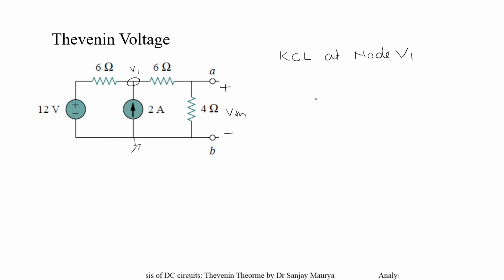V1. Outgoing current in 6 ohm is (V1 minus 12) by 6, and the 2 ampere is incoming, so that's why I'm writing minus 2, and plus V1 for this branch. Basically I am looking at the two resistances, 6 plus 4 that will be your 10. So (V1 minus 0) by 10 will be going to be 0.